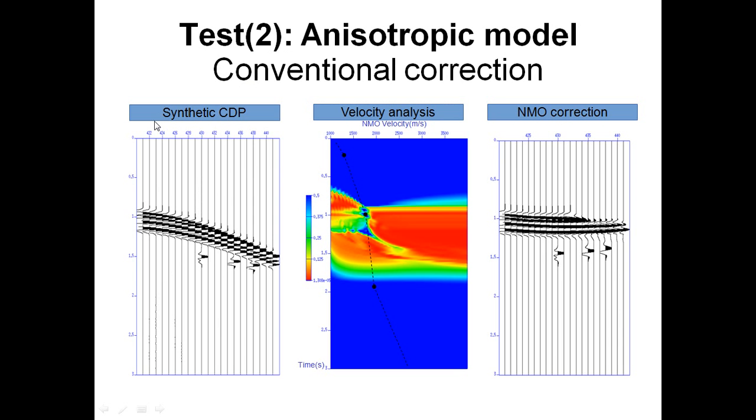Here we can compare the synthetic CDB extracted from our model. At the far left side, at the middle, we can see the semblance plot for this CDB and the NMO correction based on the picked velocities from the semblance. If you look at the corrected NMO from the semblance plot, we can see it's not flattened and actually has a curvy shape, which gives you a very bad stack.